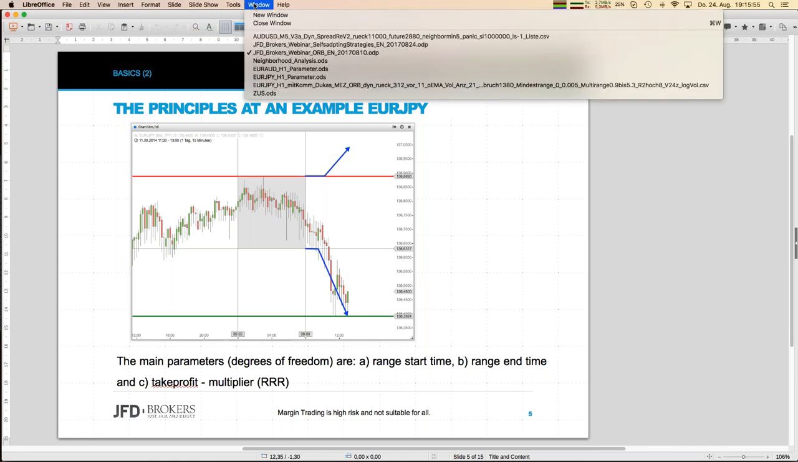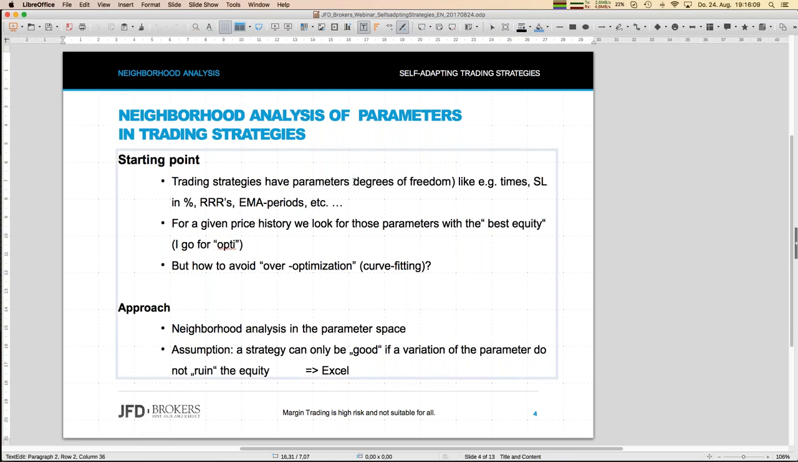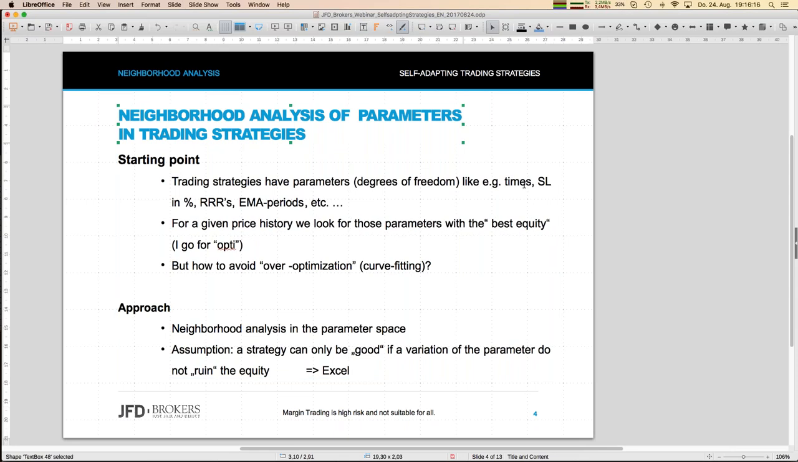But now let's jump back into the neighborhood analysis, which I started here a little bit already. So, starting point is exactly what we discussed in the last couple of minutes, that we have a couple of degrees of freedom here. And those might be those times, like starting time, end time of our range. Or for other strategies, you may have a stop loss value, maybe in percent, or maybe as a multiple of ATR, whatever. Then you have parameters like risk reward ratios of your trade, or in our case here, the take profit multiplier of the range, or like EMA periods, you name it. So we have a couple of degrees of freedom.